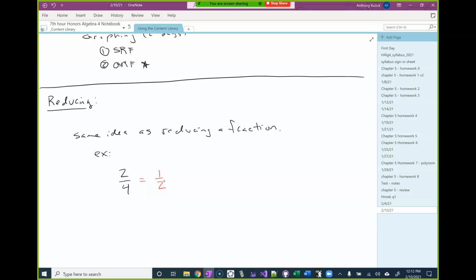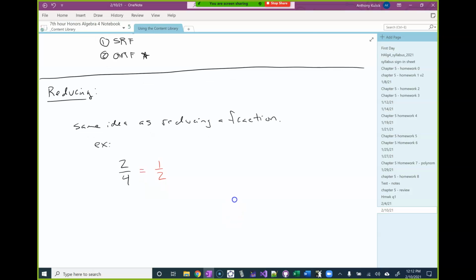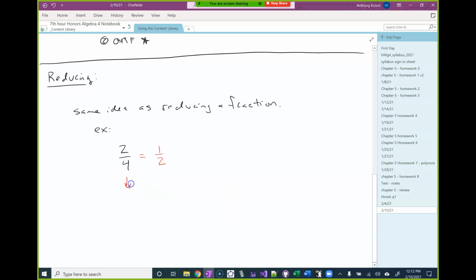Okay. Yes. So one way of thinking about that is that we can do a prime factorization. So 2 is prime already. 4 is 2 times 2. And then we can reduce kind of that way, right? Everybody agree with that?